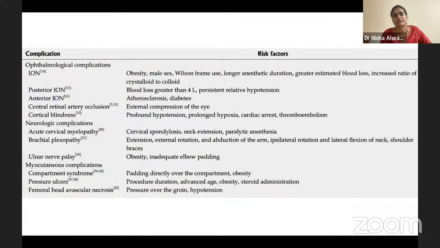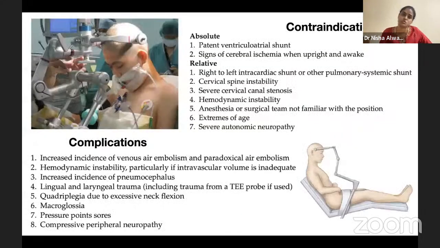These are the various complications which can occur with prone positioning. The most important of which, especially in spine surgeries that we see, are the ophthalmological complications. But otherwise, one has to be wary about acute cervical myelopathy, where acute flexion can cause a lot of focal pressure on the cervical cord. And also, there will be facial edema and airway edema, which have to be avoided.